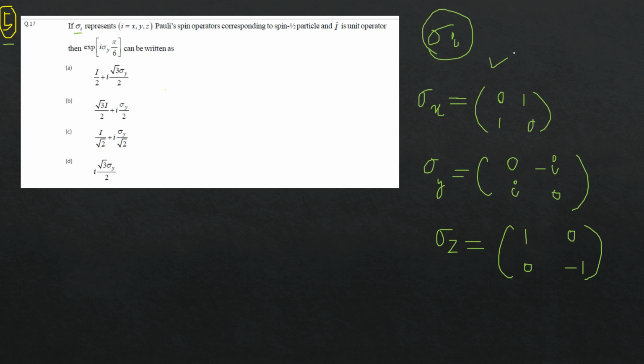These things should always be in your mind. You should never forget these Pauli matrices. So, to solve this question, here we are asked for exponential i sigma y pi by 6, that is, exponential i sigma i pi by 6. So how to solve this question?